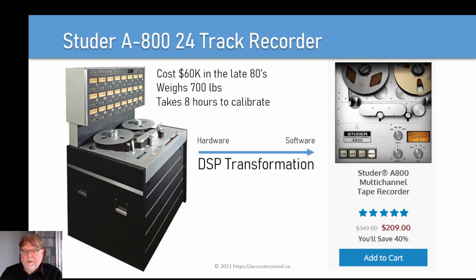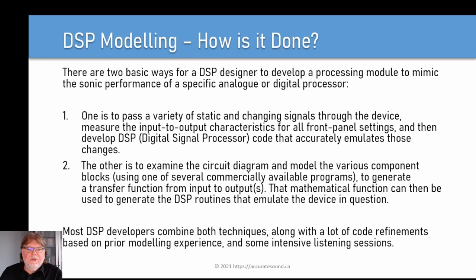DSP modeling, how is it done? There are two basic ways for a DSP designer to develop a processing module to mimic the sonic performance of a specific analog or digital processor. One way is called the black box approach, which is to pass a variety of static and changing signals through the device, measuring the input-output characteristics for all front panel settings, and then developing the DSP code that accurately emulates those changes. The other is to examine the circuit diagram and model the various component blocks using off-the-shelf software to generate the transfer function from input to output. That mathematical function can then be used to generate the DSP routines that emulate the device in question. Most DSP developers combine both techniques along with a lot of code refinements based on prior modeling experiences and some intensive listening sessions.